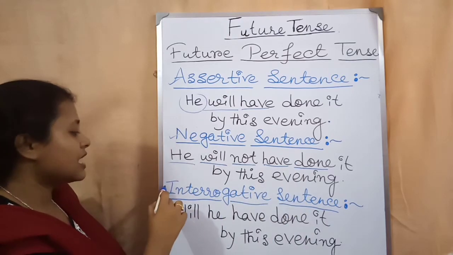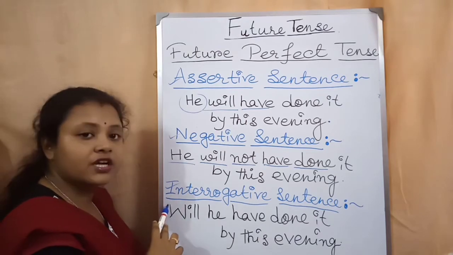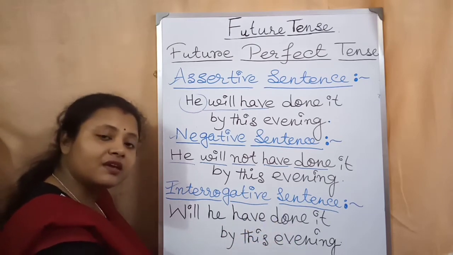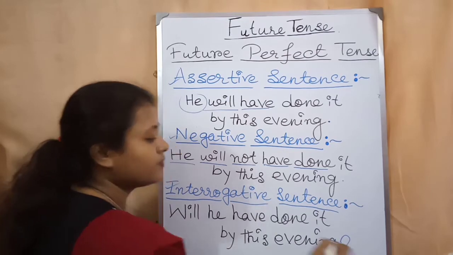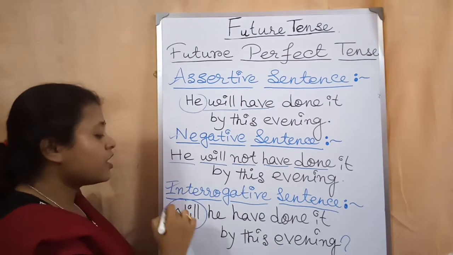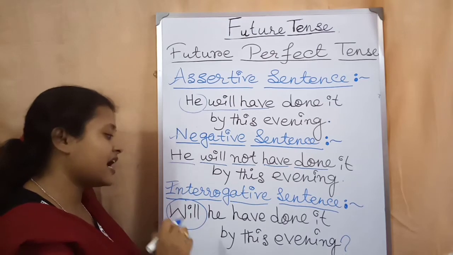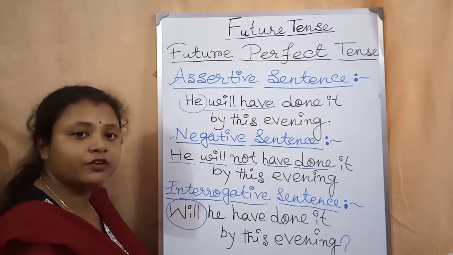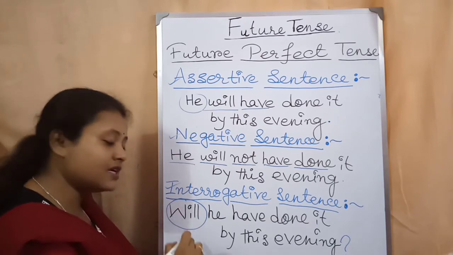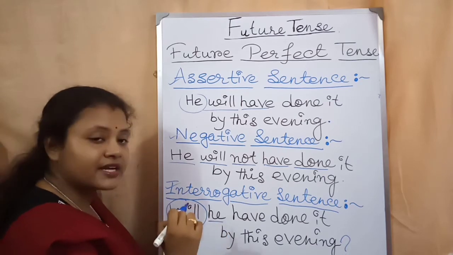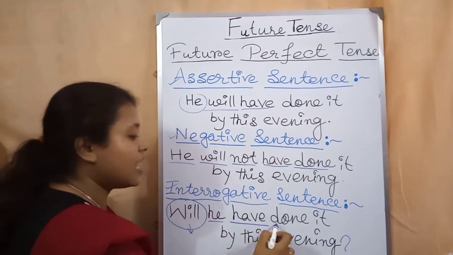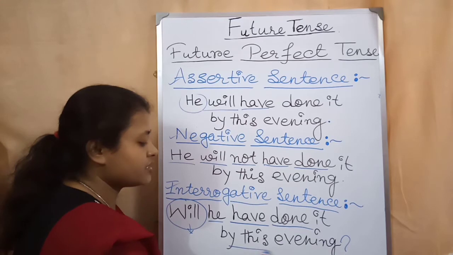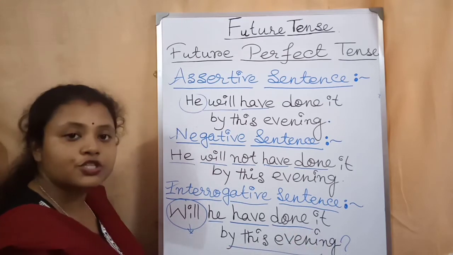Okay, now come to the third sentence, that is interrogative sentence. Will he have done it by this evening? Question mark. So will, because it is an interrogative sentence, that's why I will start the sentence with will, the auxiliary verb. After that subject, after that have, after that the past participle form of the main verb, then the rest of the sentence, and after that the question mark.